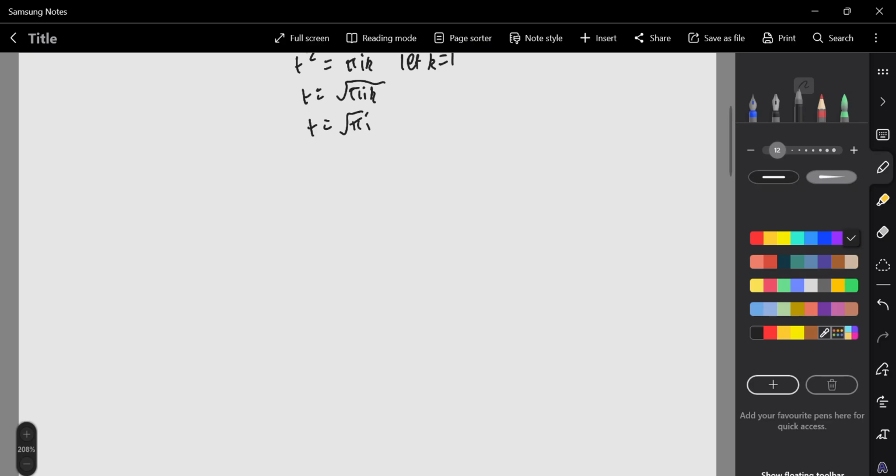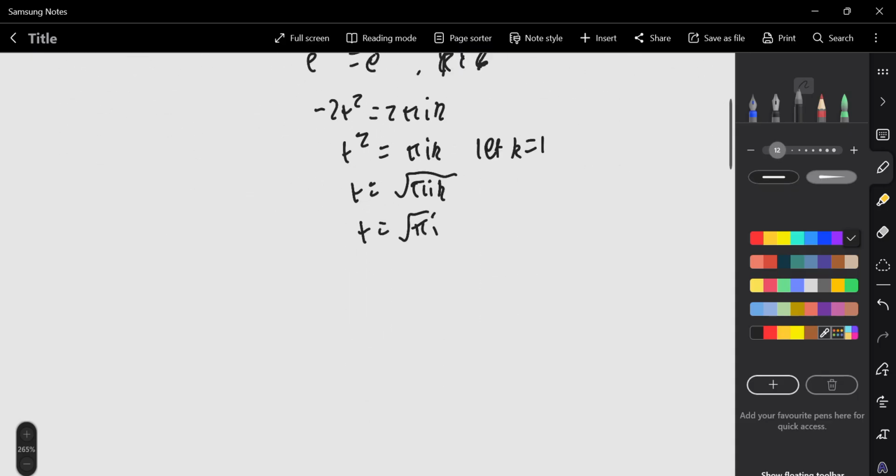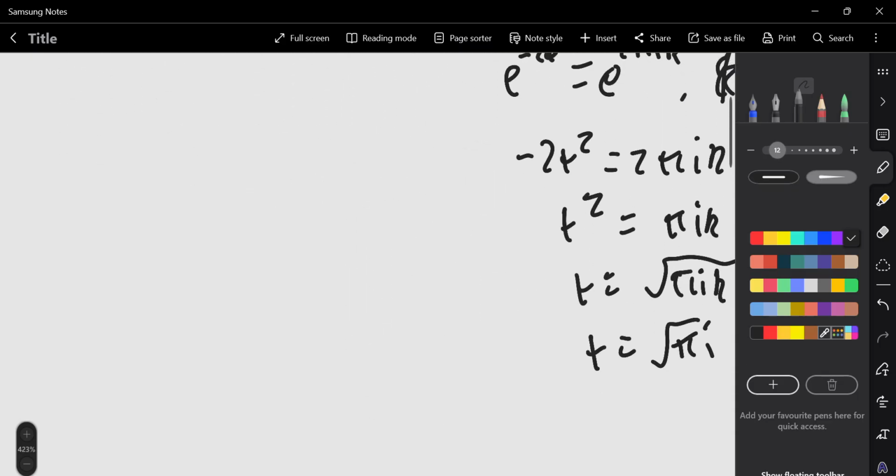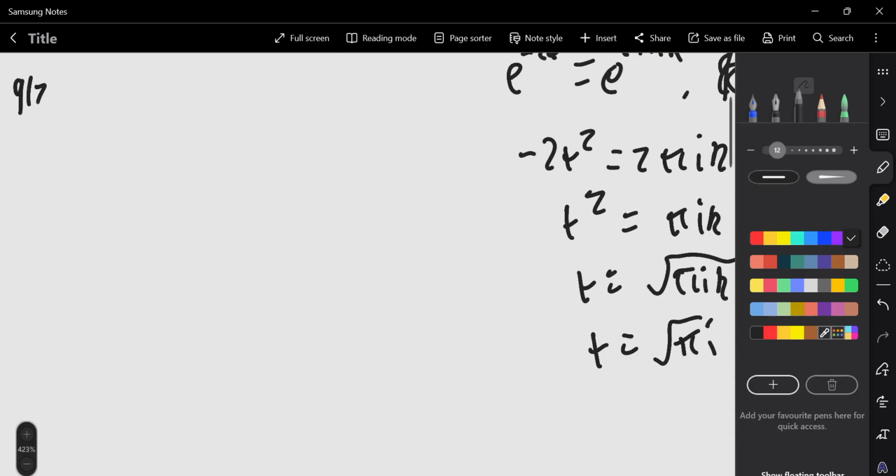So now we can sub this in. Let me go here. G of z equals 1 minus e to the minus 2zt e to the minus i pi.